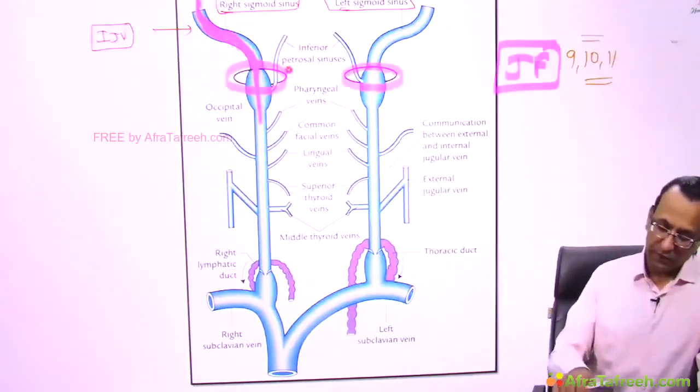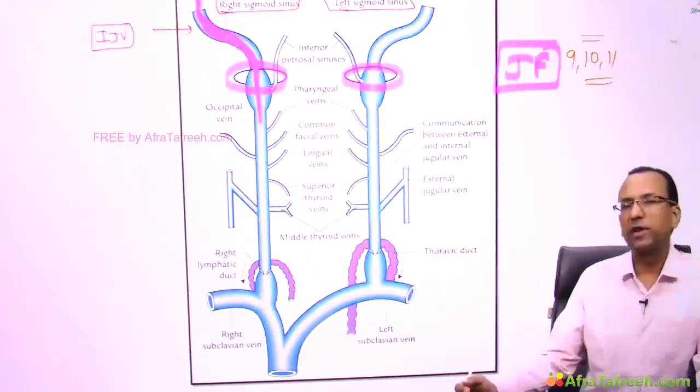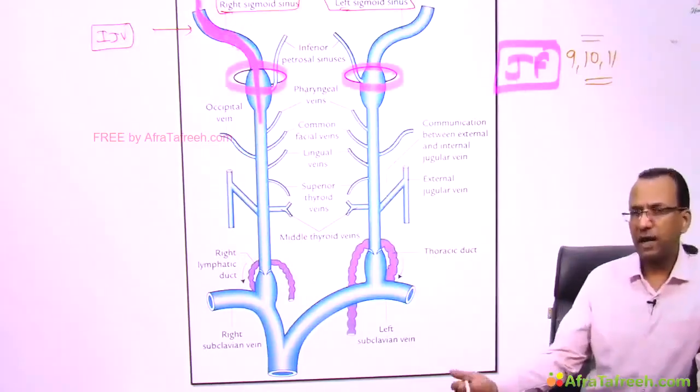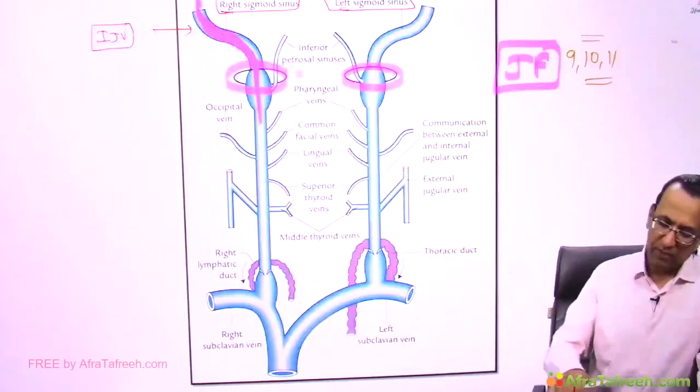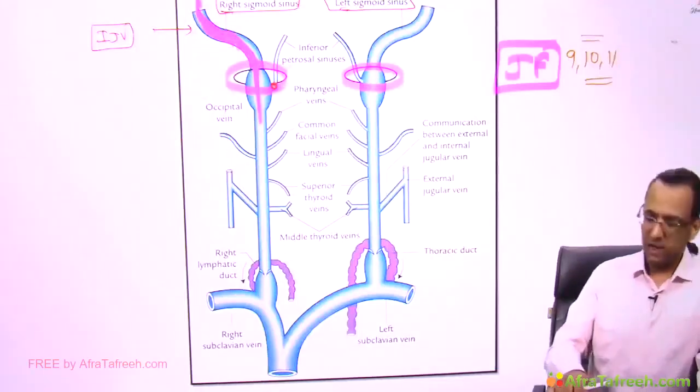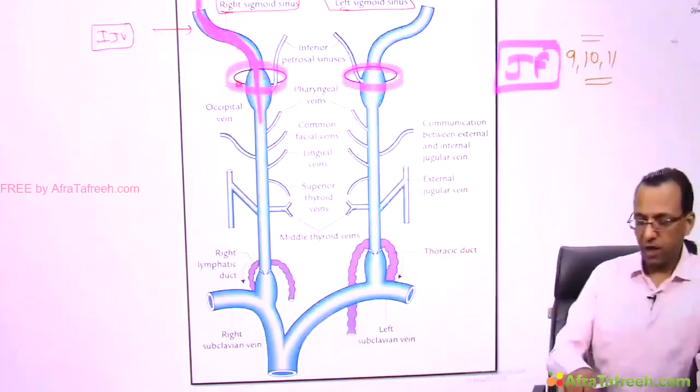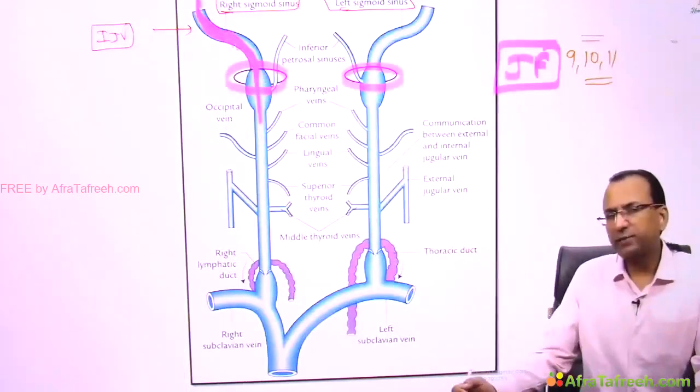That is also a content of the jugular foramen. So in the jugular foramen you have nerves number 9, 10, 11 and also the beginning of the internal jugular vein and also the first tributary of the internal jugular vein, which is called the inferior petrosal sinus. Now this internal jugular vein has brought the blood of the head and neck. Where is it going to drain?